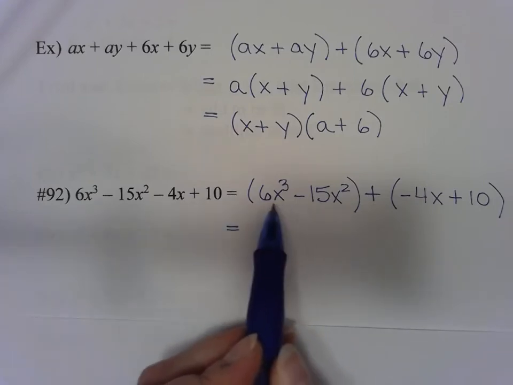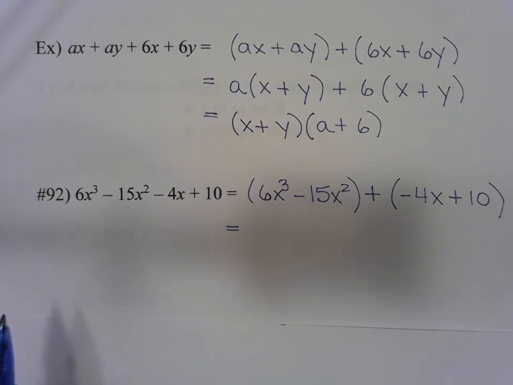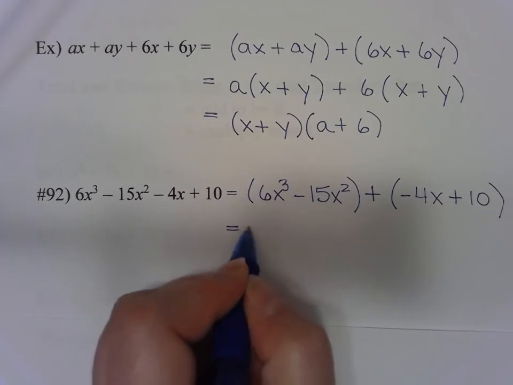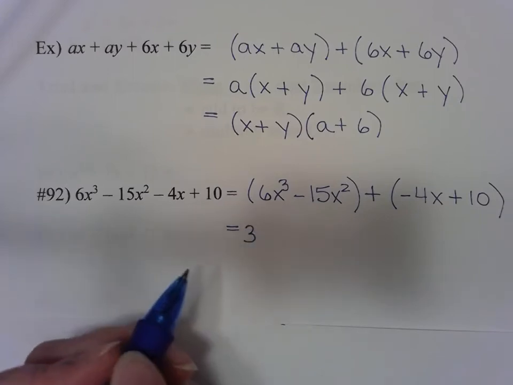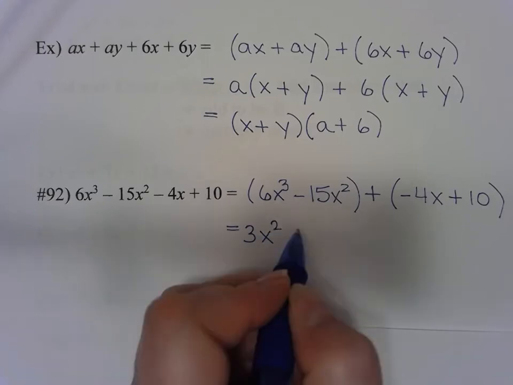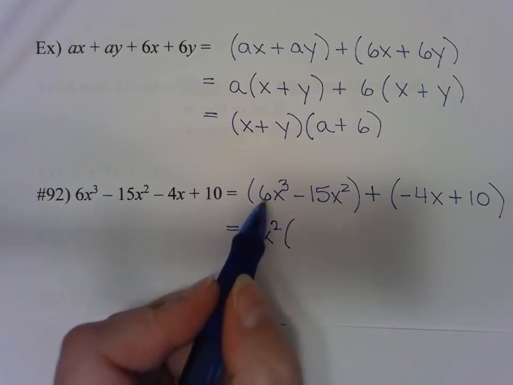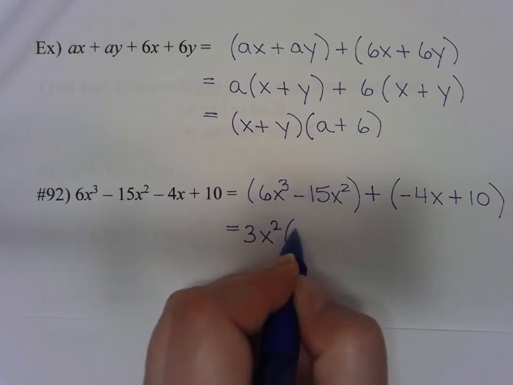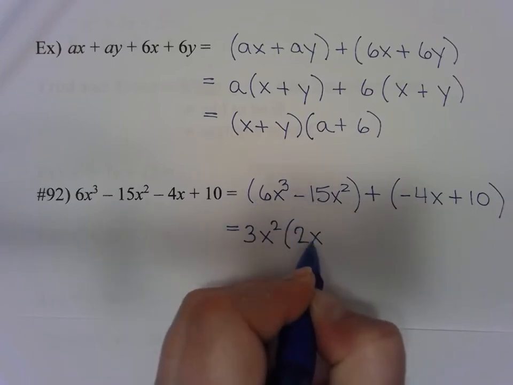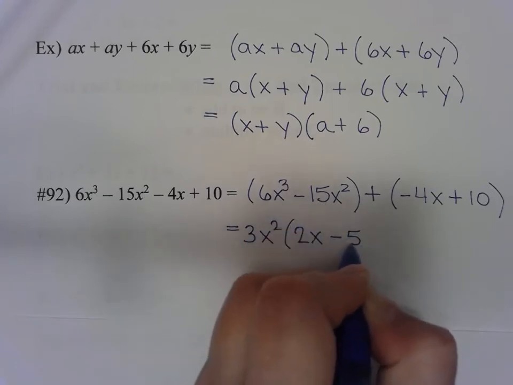Okay, so now I want to look for a GCF for the first pair. What is that going to be? 3 goes into both of those, and they both share 2 x's. I'm going to factor that out and divide. What's left here is a 2 and 1x. And what's left here is a minus 5.